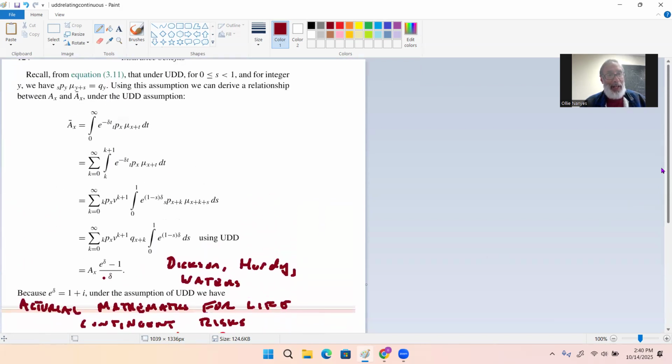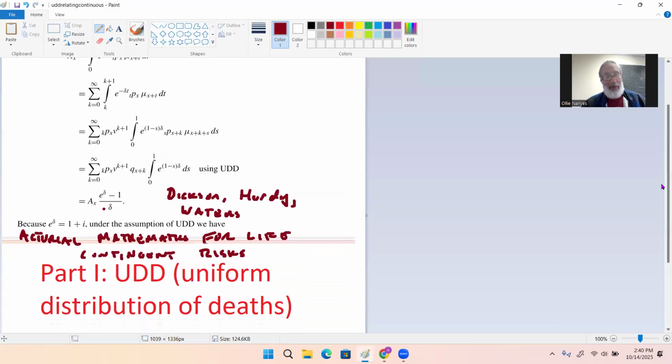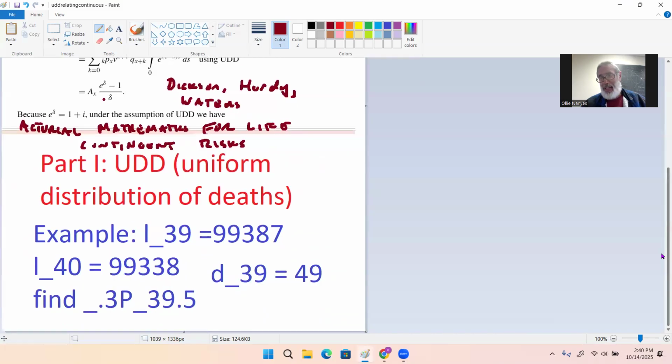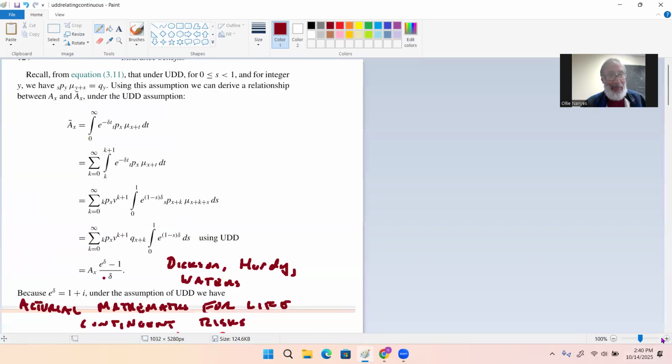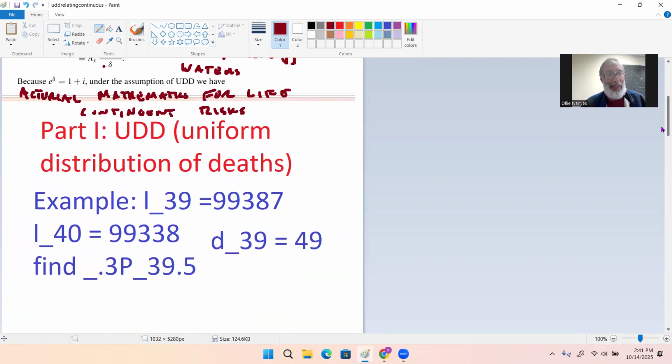So the very first thing I want to mention is that this is using the uniform distribution of deaths, and it makes this approximation here. So I want to give a very brief review because this is something actuary students have to know, but if you're just learning it for the first time, it might be difficult to hold in your mind these concepts throughout. So let's go ahead and recall what that means.